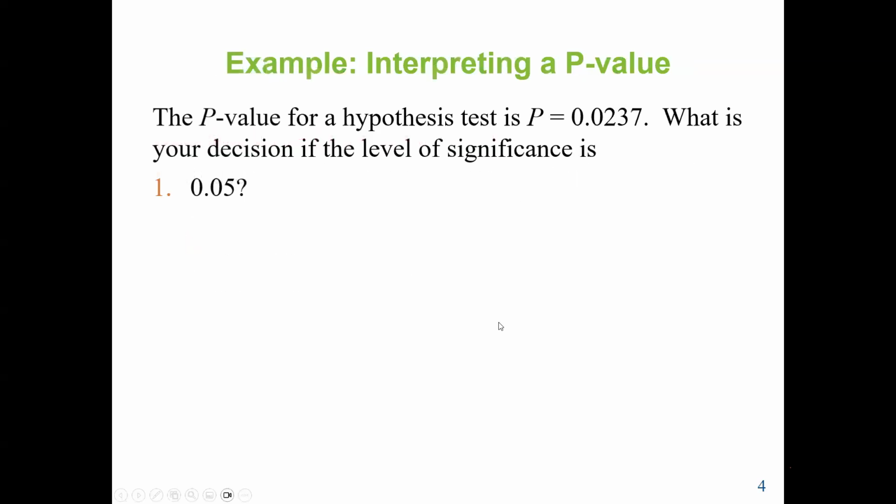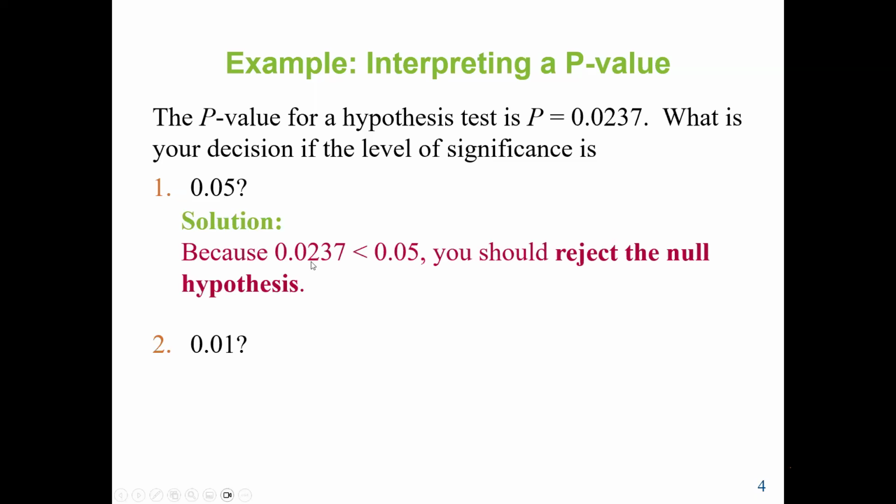So an example is given here. The p-value for a hypothesis test is given to be 0.0237. What is your decision if the level of significance is 0.05? 0.05 is greater than 0.0237, which means the p-value is less than the alpha value, or the level of significance. So in this case, we are going to reject H0. We say that because 0.0237 is less than 0.05, you should reject the null hypothesis.